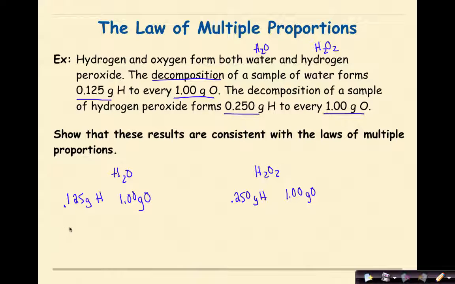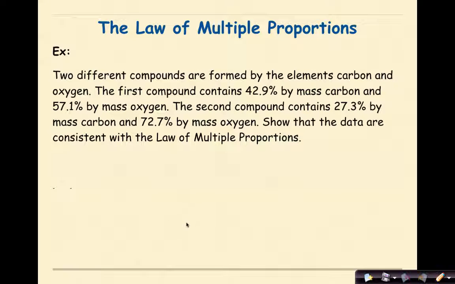So what we're going to do is take the larger number of hydrogen, so 0.250 grams of hydrogen, and divide it by the mass of hydrogen in water, which is 0.125 grams of hydrogen. And when we divide these two, we get a whole number of 2. So we can see by looking at these masses and looking at this ratio that the difference will show as a whole number. Let's look at another example.